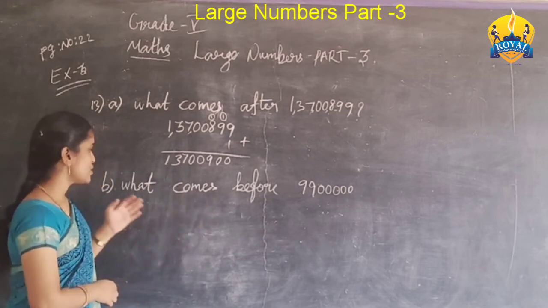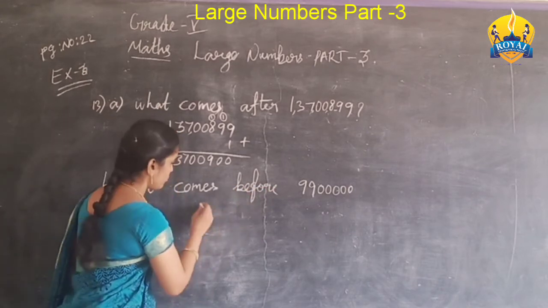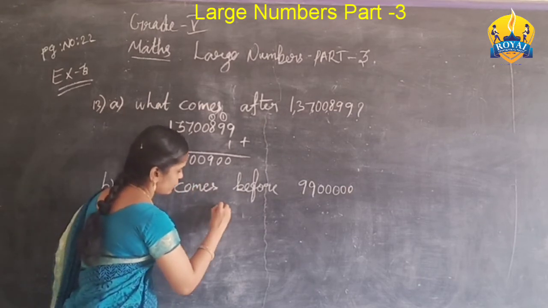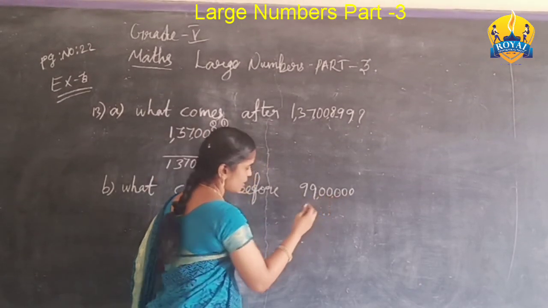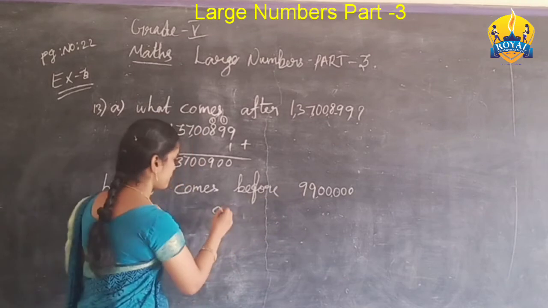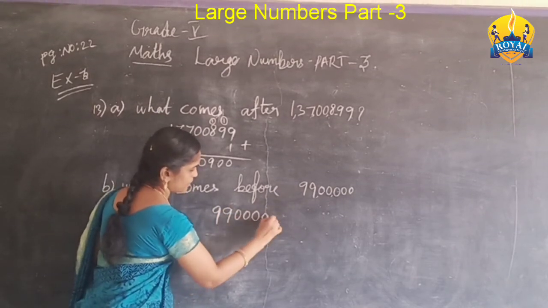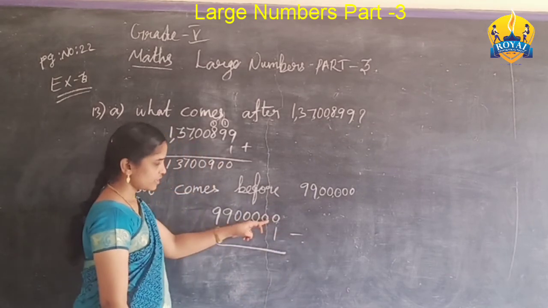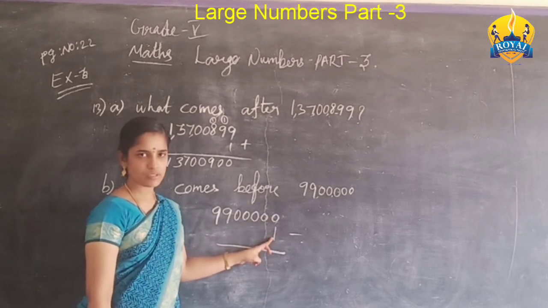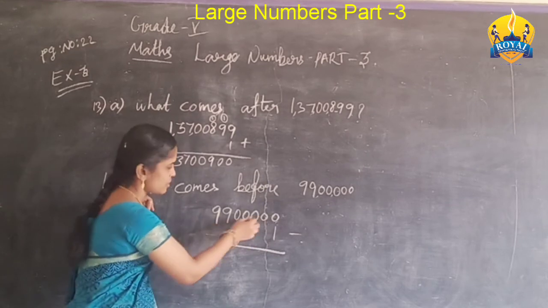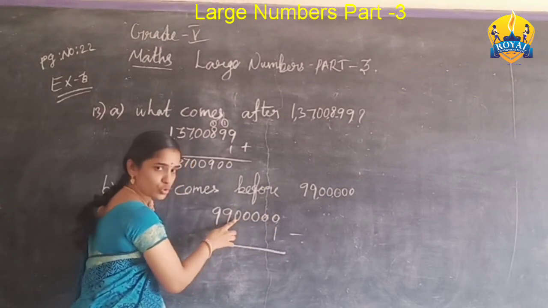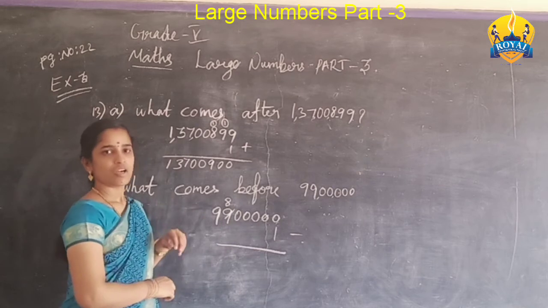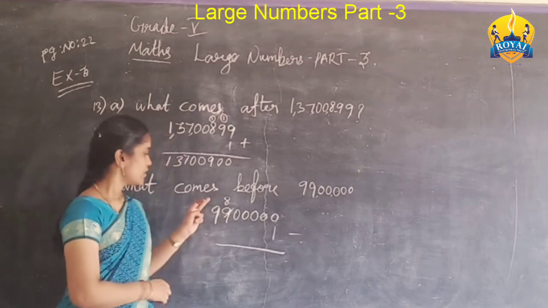Okay, student. The next one is, what comes before this number? So before means subtract 1 from this number, right? Here, by using commas first, we read it as 99 lakh. Okay, subtract the number 1. Look here, 0 minus 1. Is it possible? No. So borrow from the other numbers. So here, no number, and here is 9. So borrow 1, borrow 1. After, in this place, 8 here.